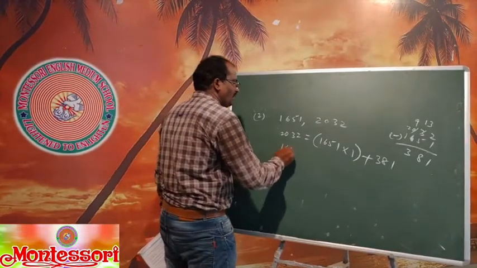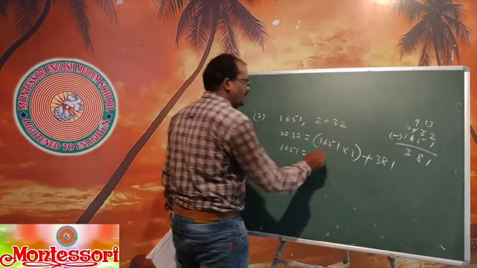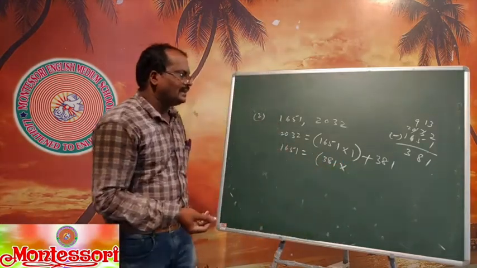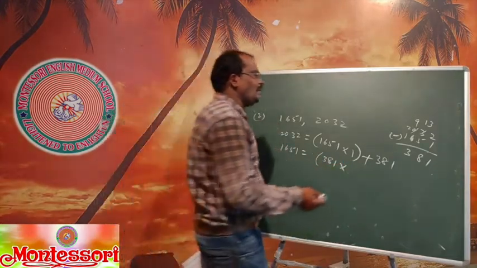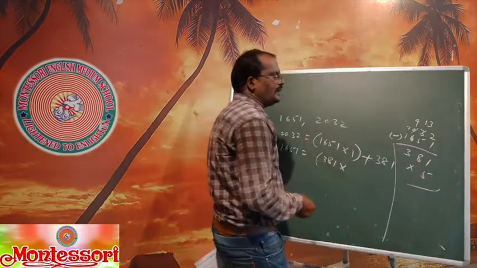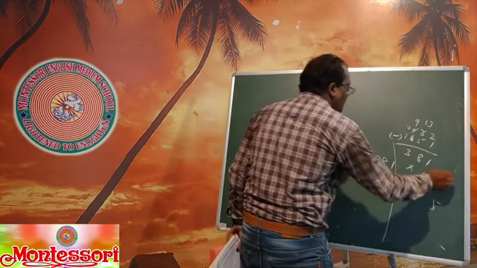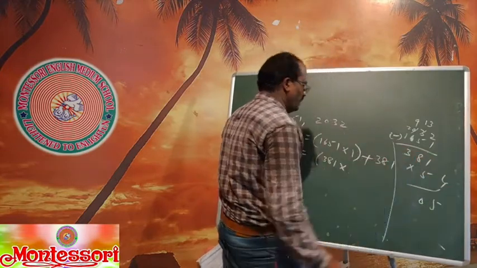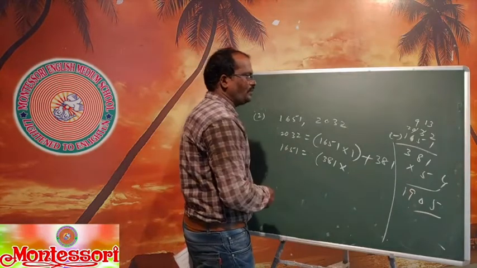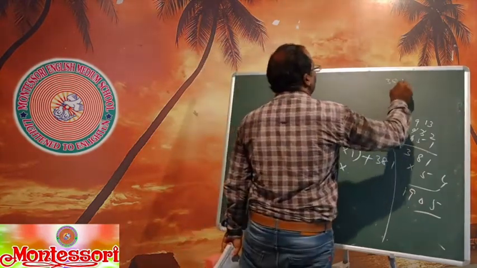You write 1651. Now we take here 381. 381 how many times? I think it is 5 times or 6 times. Just I observe with 5, it is just a verification. 5 ones are 5, 5 eights are 40, 5 threes are 15, 1905. That is a very big figure compared with 1651. Again I will choose 4.